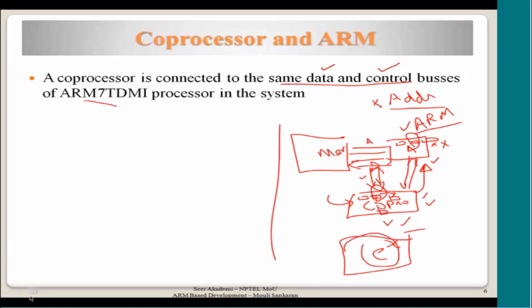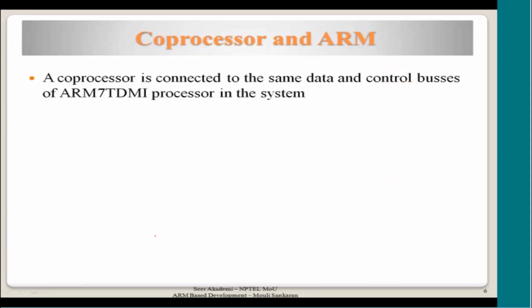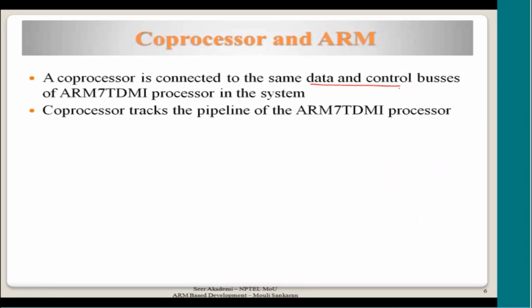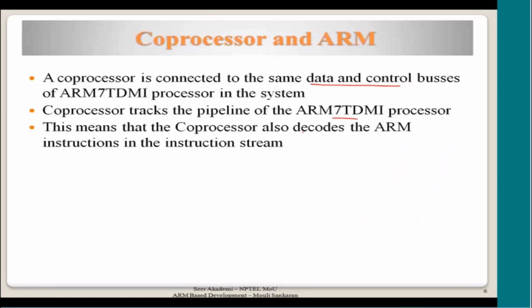I am telling this background again and again because you have to remember this to understand how the instructions get exchanged between them. So the coprocessor is connected to both. The coprocessor tracks the pipeline of the ARM processor. This means that the coprocessor also decodes the ARM instructions in the instruction stream. So the coprocessor should also know whether the instruction is meant for its own execution, or for ARM, or for some other coprocessor.